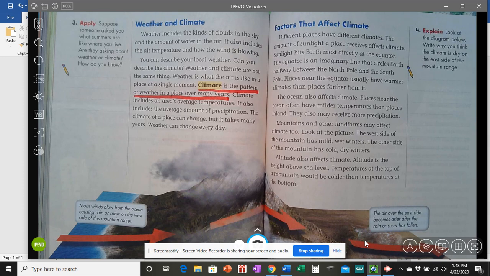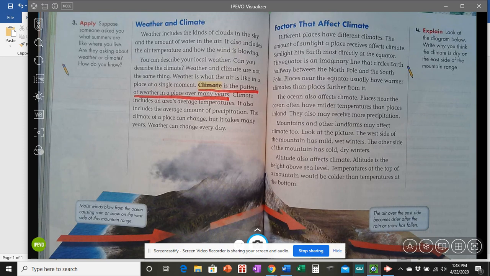The ocean also affects climate. Places near the ocean often have milder temperatures than places inland. They also may receive more precipitation. Mountains and other landforms may affect climate too. Look at the picture. The west side of the mountain has mild, wet winters. The other side of the mountain has cold, dry winters.